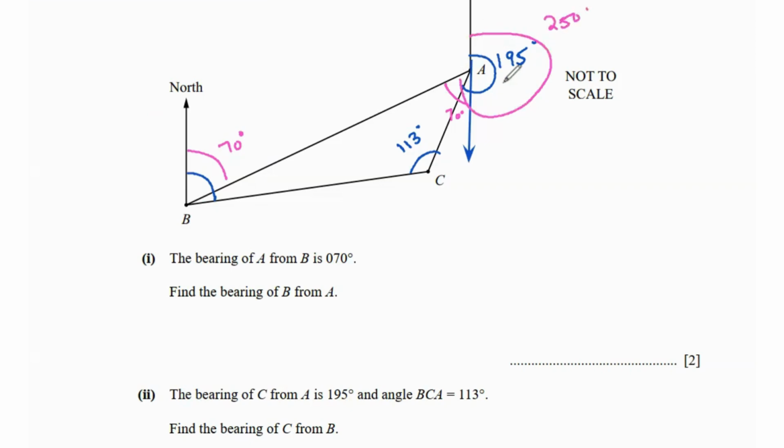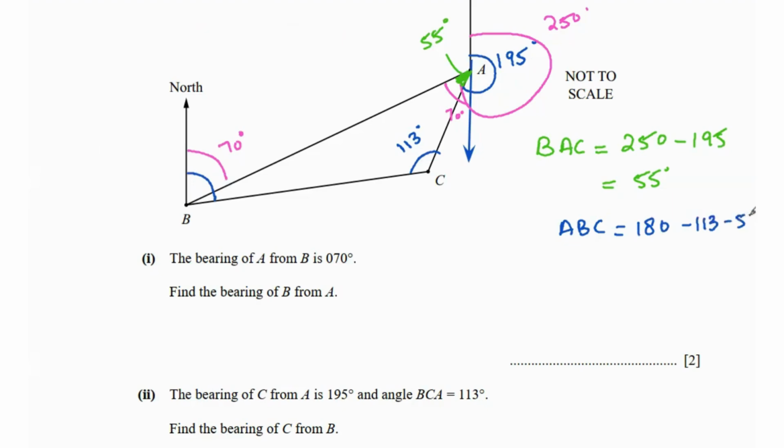So if we subtract 195 and 250, that would give us this over here. So for angle BAC, we do 250 minus 195, which gives us 55 degrees. So this is 55. Now this is 55, this is 113. We can find the third angle over here. That's going to be angle ABC. That's going to be 180 minus 130 minus 55, which is going to equal 12. So this over here is 12.